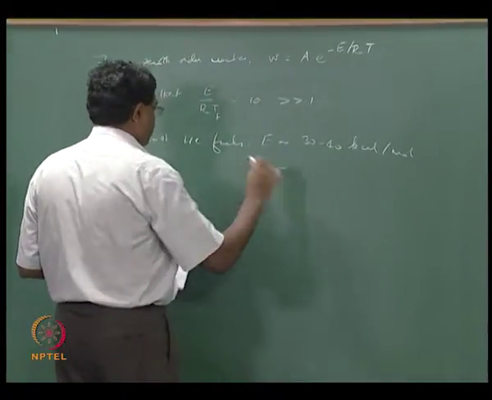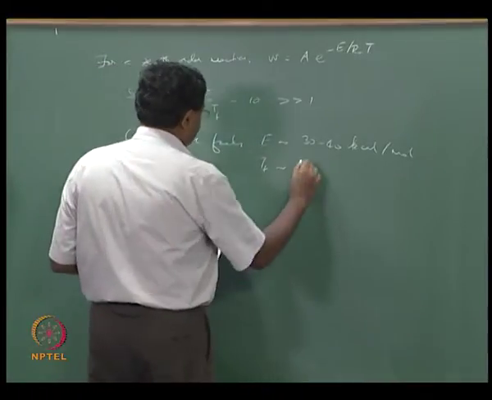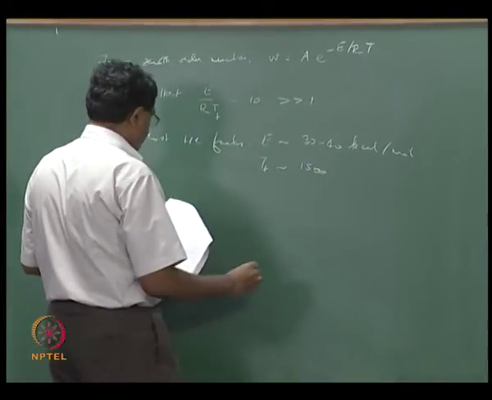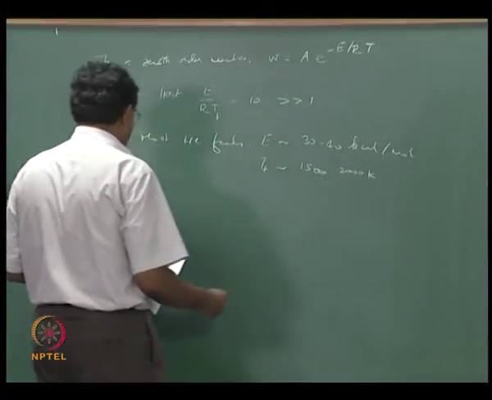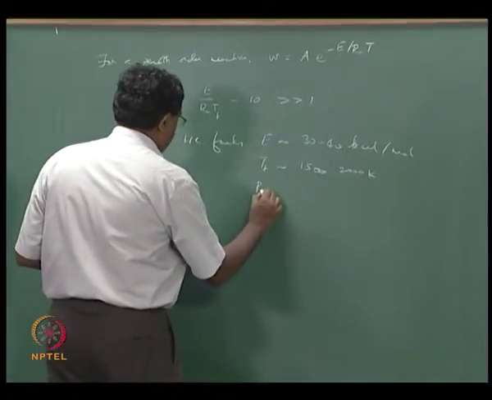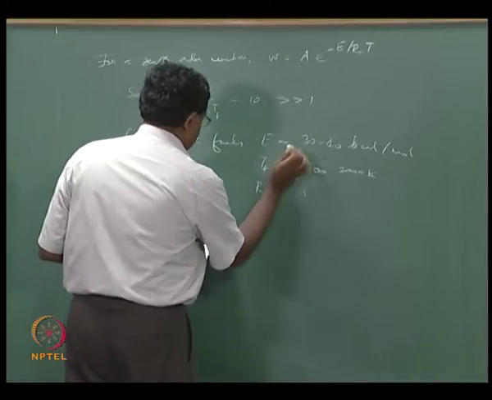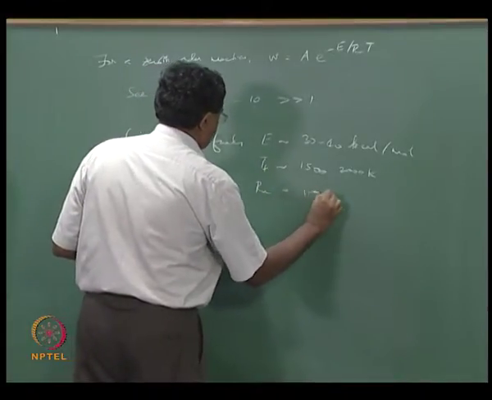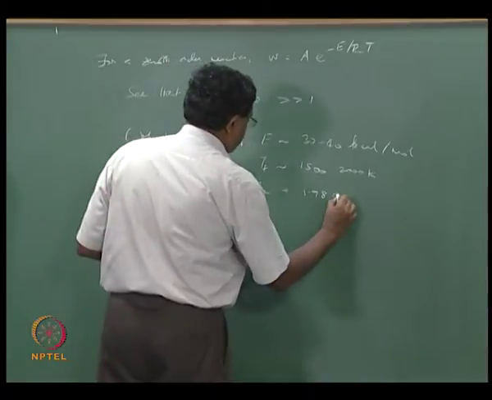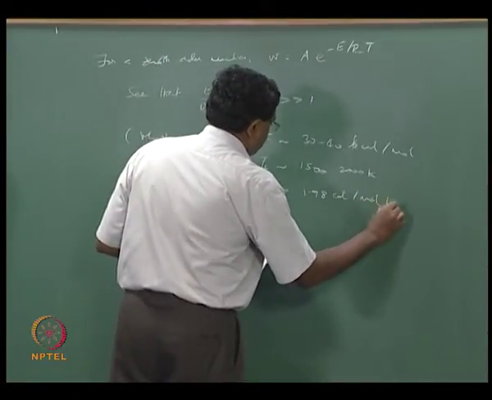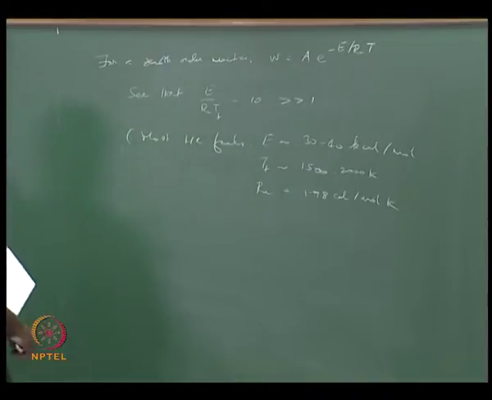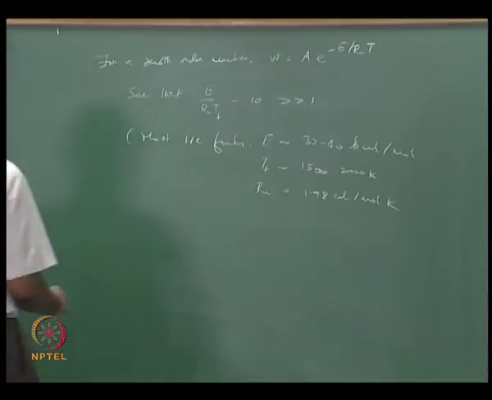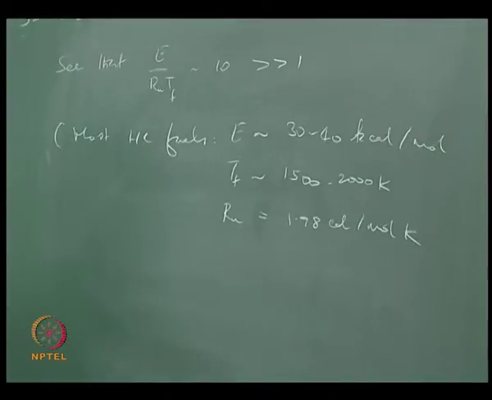This is typically how the values are given, and TF is anywhere between 1500 to 2000 Kelvin or even upwards, and RU is equal to 1.98 calorie per mole Kelvin. So if you now take these values, you will find that this is of the order of 10, which is quite larger than 1, and we are going to use that fact.